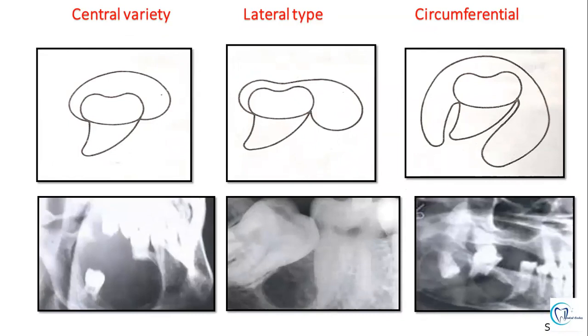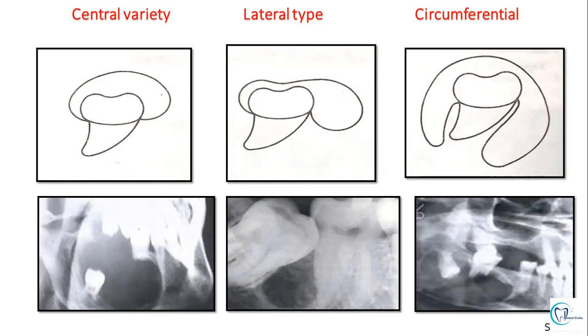For example, in the central variety, the crown is enveloped symmetrically. Therefore, pressure is applied to the crown of the tooth and it is pushed away from the direction of eruption. For example, mandibular third molars may be found in the lower border of the mandible. Also, they can be found in the ascending ramus. And maxillary canines, if found associated with dentigerous cyst, may be forced into the maxillary sinus. So in the central variety, the tooth will be pushed away from its direction of eruption.